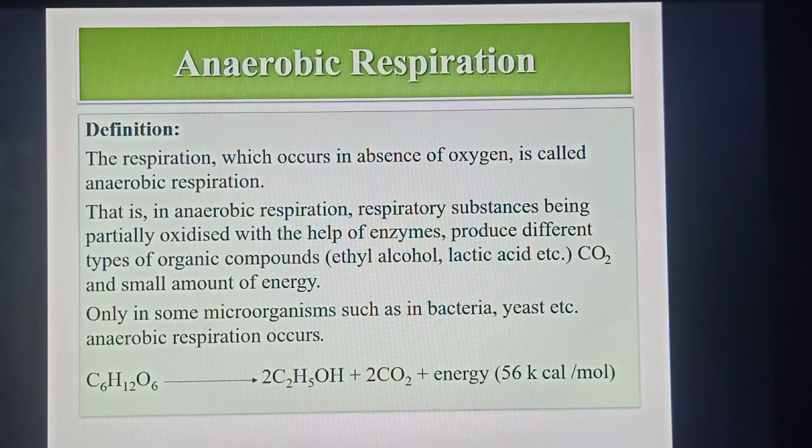That is, in anaerobic respiration, respiratory substances, that means glucose, are partially oxidized with the help of enzymes and produce different types of organic compounds, for example, ethyl alcohol, lactic acid, etc., carbon dioxide and a small amount of energy. Look here, it is only 2 ATP, and it produces ethyl alcohol or lactic acid. This glucose is partially oxidized and produces ethyl alcohol or lactic acid, 2 molecules of carbon dioxide, and a small amount of energy, about 56 kilocalories per mole.